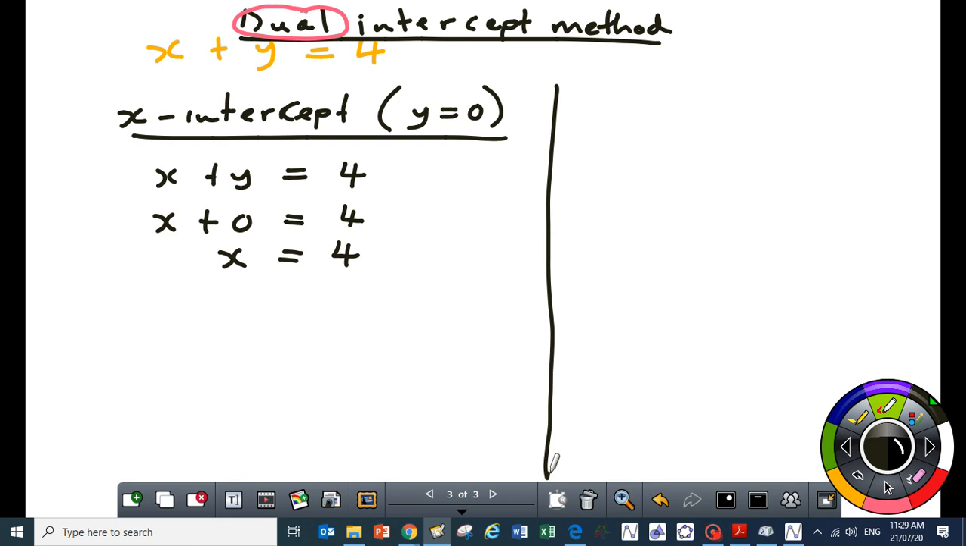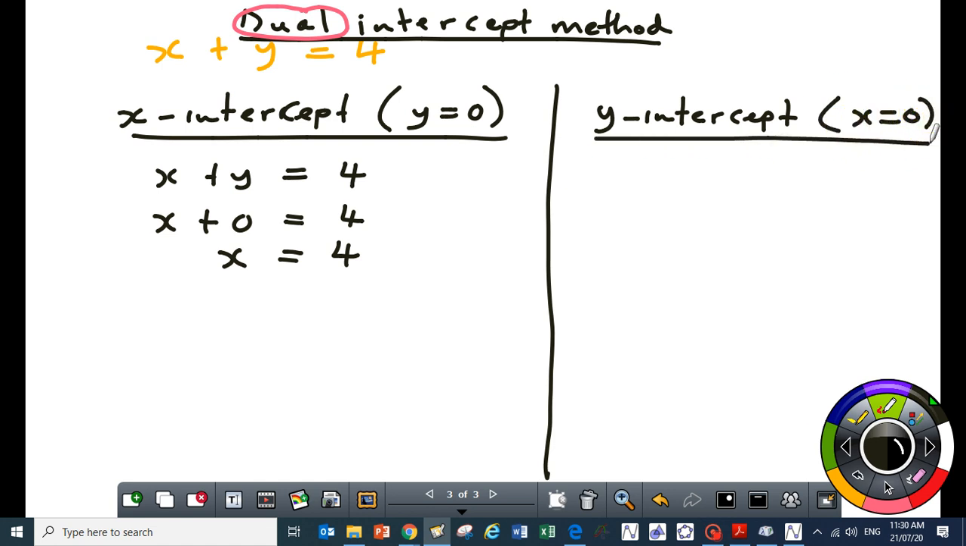And then the y-intercept, you get it when you substitute x equal to 0. So our equation is x plus y equal to 4. Where there is x, we put 0. And then you get y equal to 4. So both the x-intercept and the y-intercept are equal. They are both equal to 4.